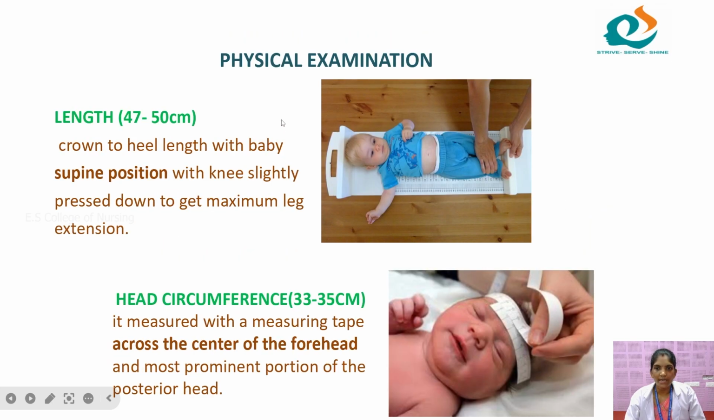Then we will see the physical examination, which includes length. The normal length of a newborn ranges from 47 to 50 centimeters. It is measured crown to heel with the baby in supine position, with the knee slightly pressed down to get maximum leg extension. Then head circumference should be 33 to 35 centimeters. It is measured with a measuring tape across the center of the forehead and the most prominent portion of the posterior head.